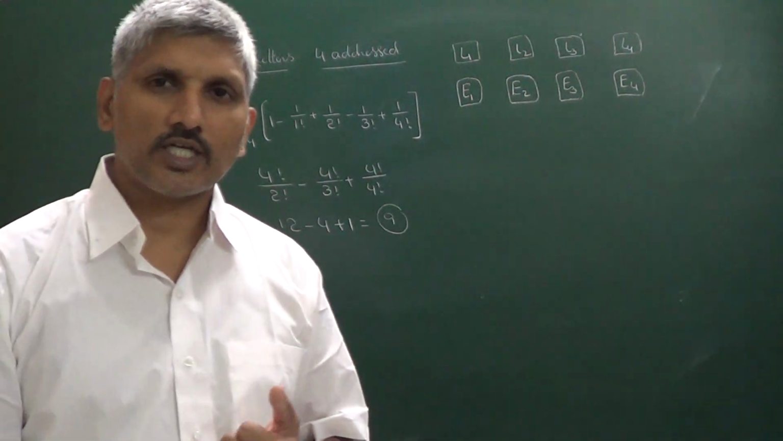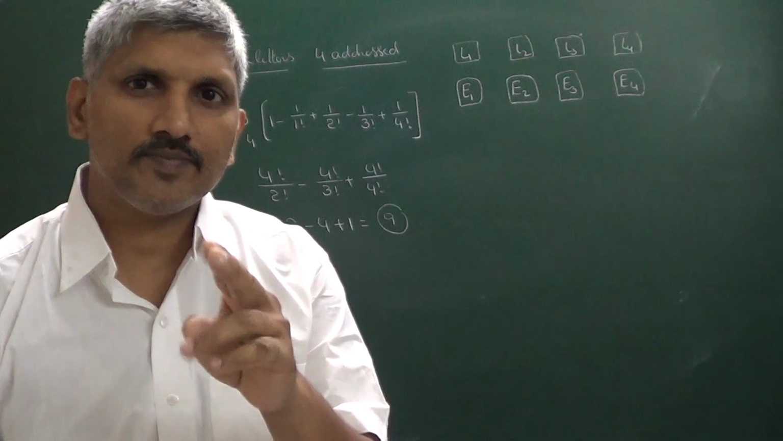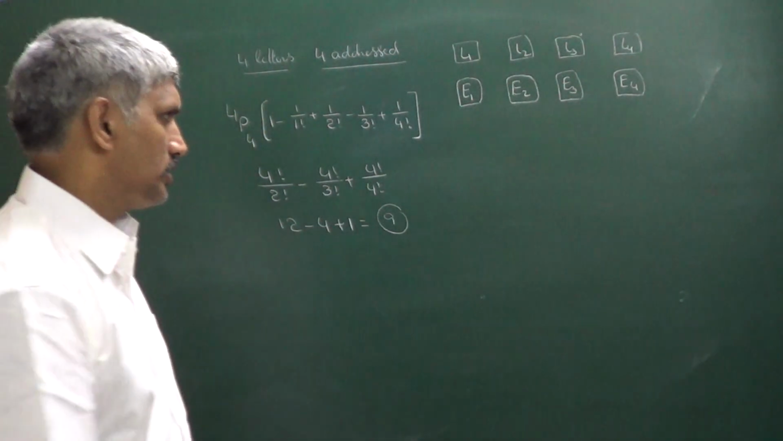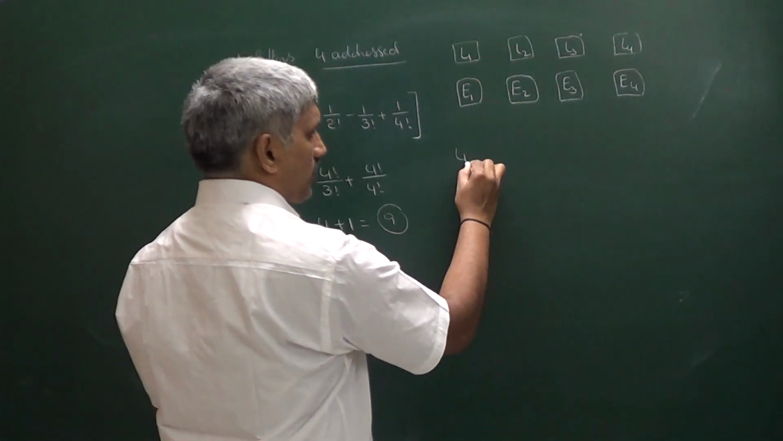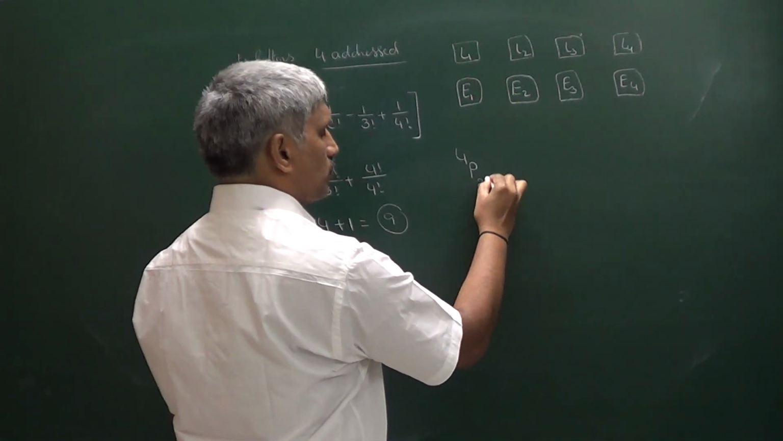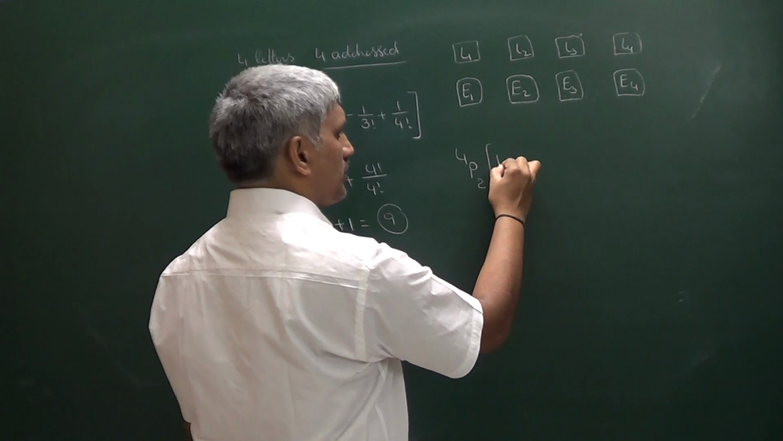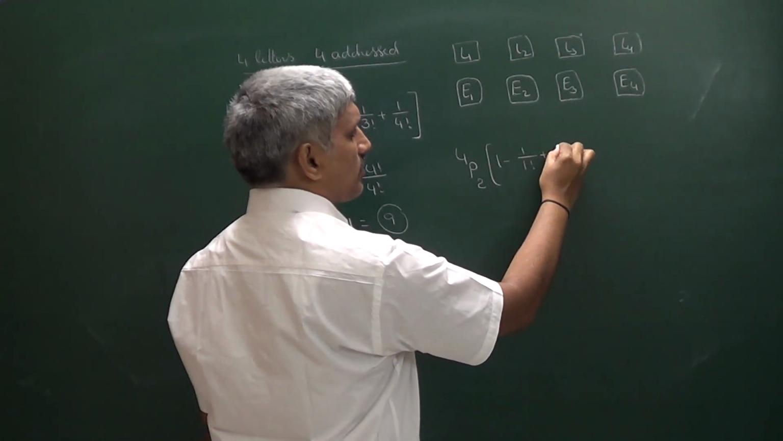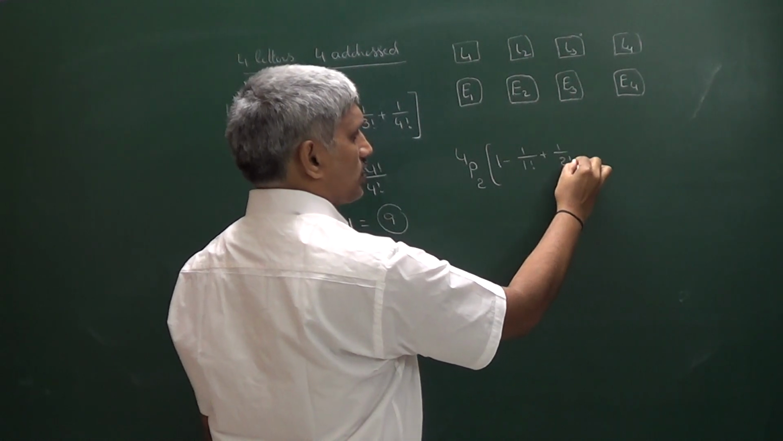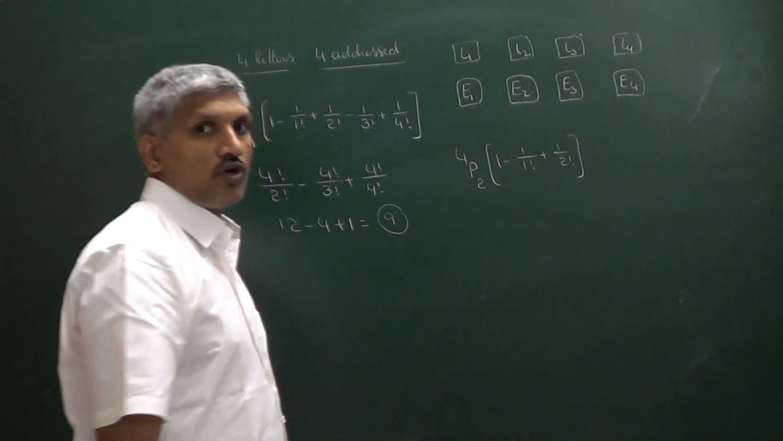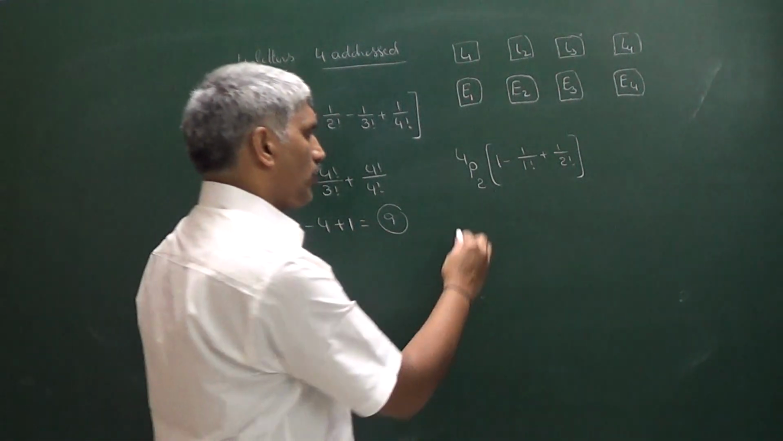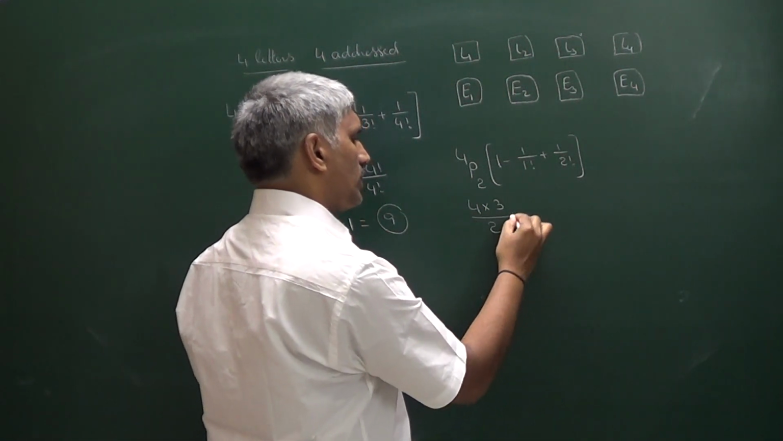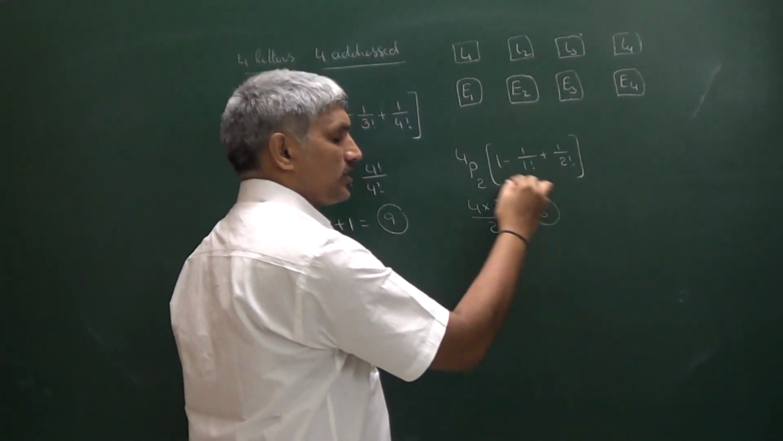Now in the same question he is asking, out of 4 letters exactly 2 letters will go to the wrong address. So out of 4, 2 letters have to go to the wrong address. 4C2 into 1 minus 1 by 1 factorial plus 1 by 2 factorial. That's all. That is the answer. So you know 4C2 value is 4 into 3 divided by 2, that is equal to 6 ways is the answer.